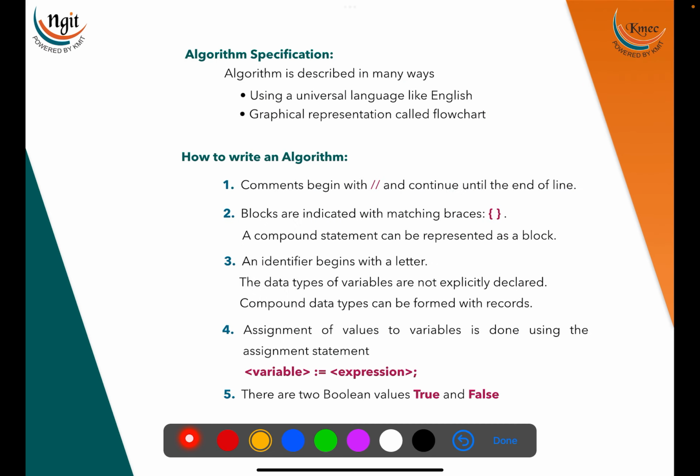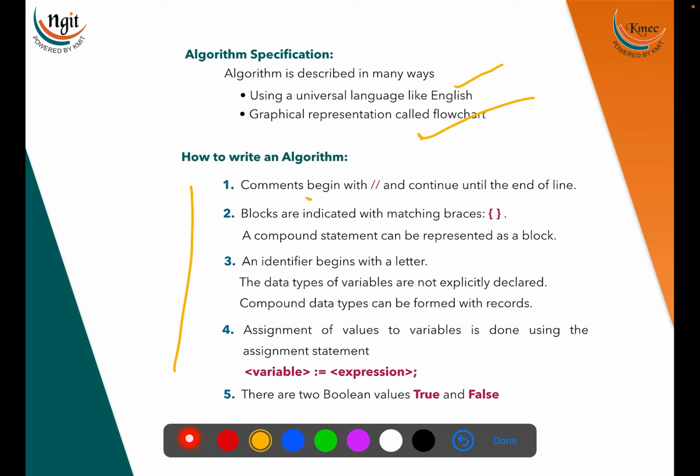Now, let's talk about algorithm specification. You can describe an algorithm in many ways. One is in English, the second is a flowchart, a graphical representation. Now, let's see how to write an algorithm. Truly speaking, there is no specific rule to write an algorithm, but we'll see as many ways as you can write one.